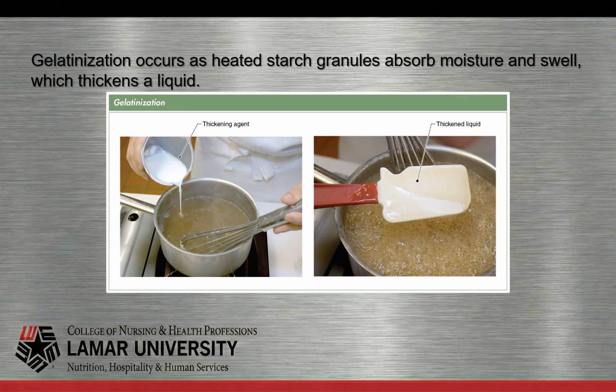Retrogradation is a process in which a gelatinized starch causes a thickened liquid to turn into a gel as it cools. If retrogradation is not desired, the product can usually be restored to an ideal viscosity by applying gentle heat.